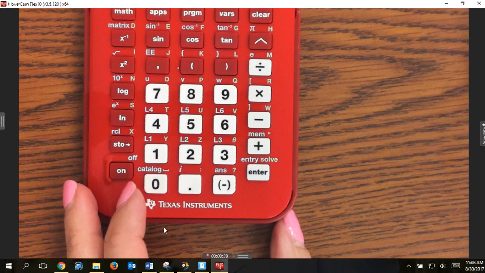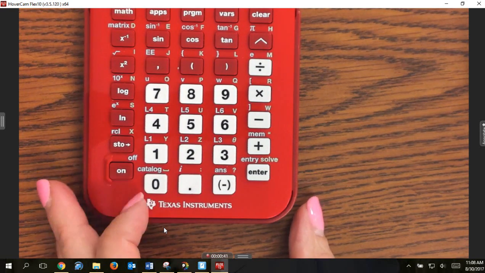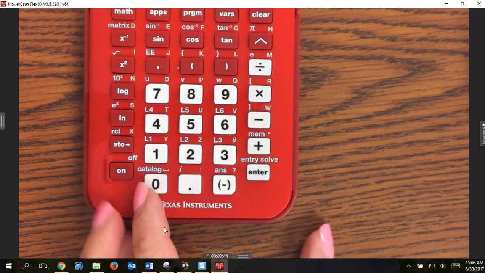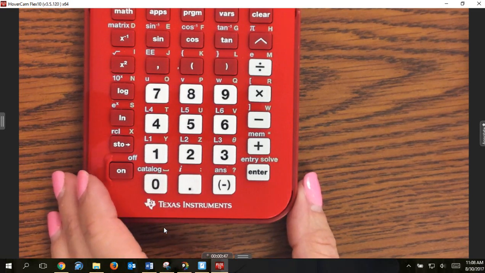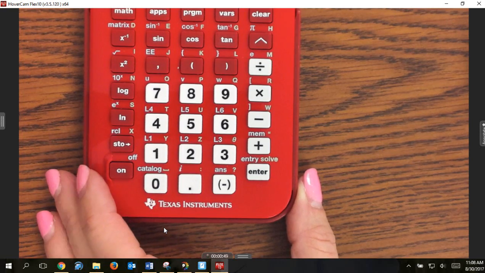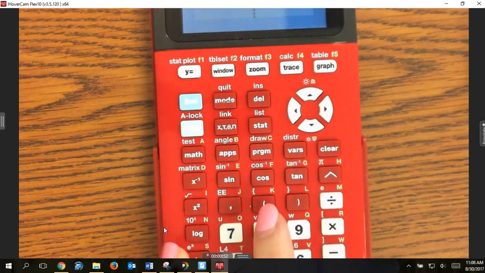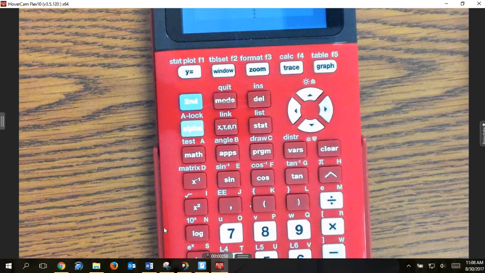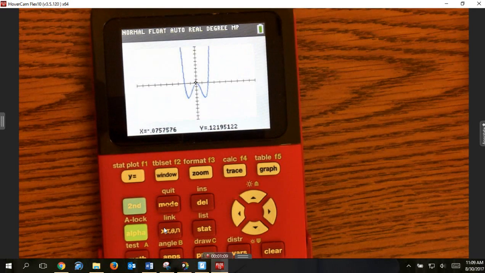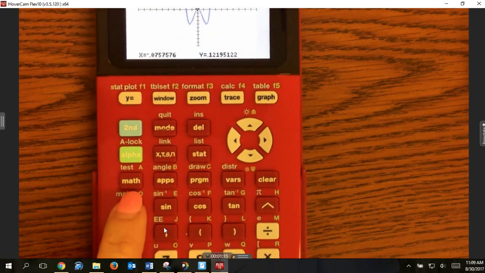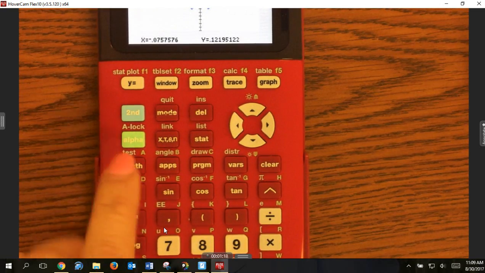So if you wanted absolute value and you weren't sure where it was, everything's under the catalog alphabetically. You go to the catalog, and if you want to go to D, you just hit the alpha, then D. Hold on. There we go. So if you did the catalog and then you just chose a letter, it would skip to that part of the catalog also.